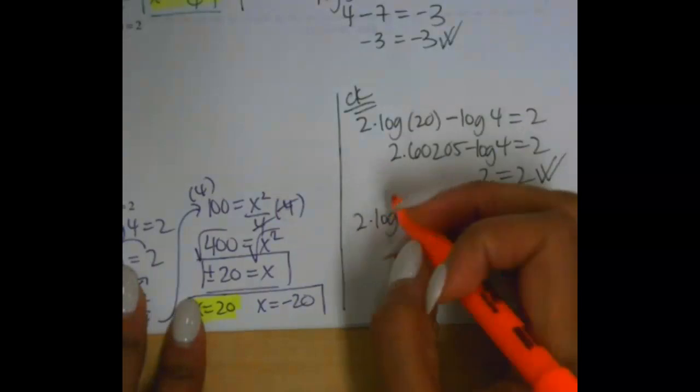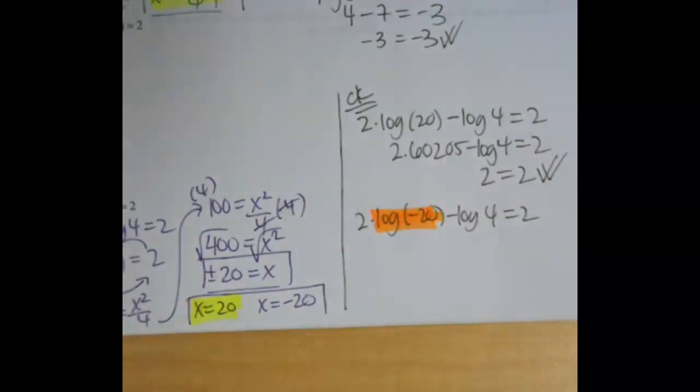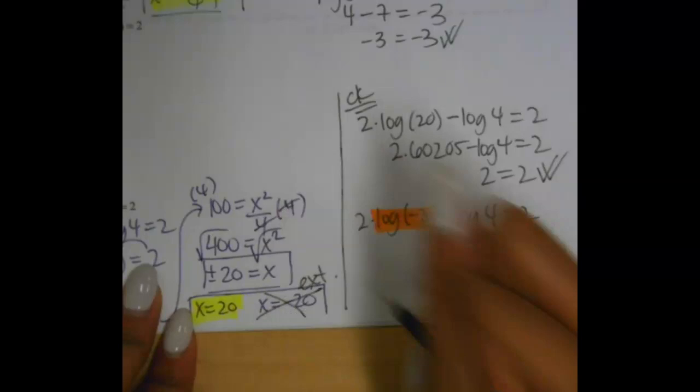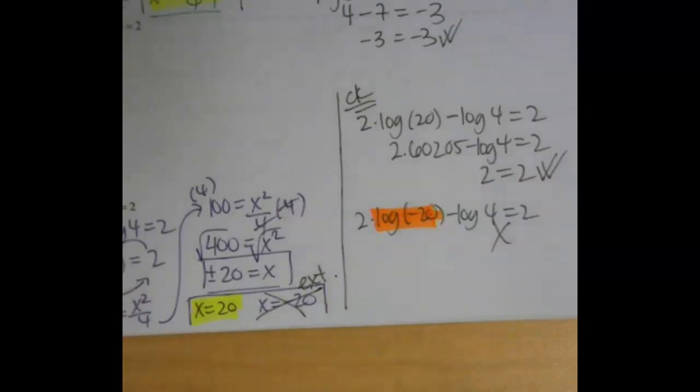So once you see this negative 20 for your log, you're going to stop. Do not do anything else. I'm going to put a big X and cross out negative 20. This is extraneous. You cannot use negative 20 as your solution. Give me a nod or shake. Does that make sense? Perfect.